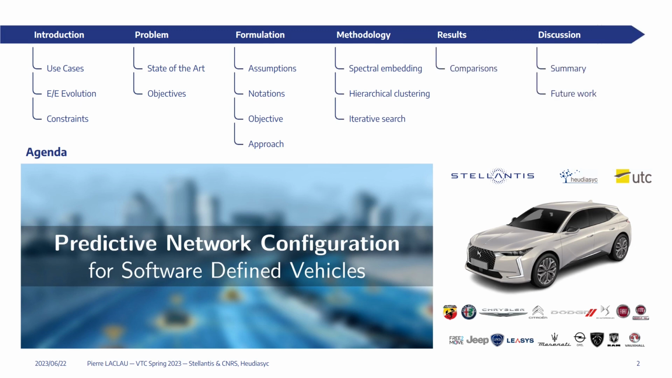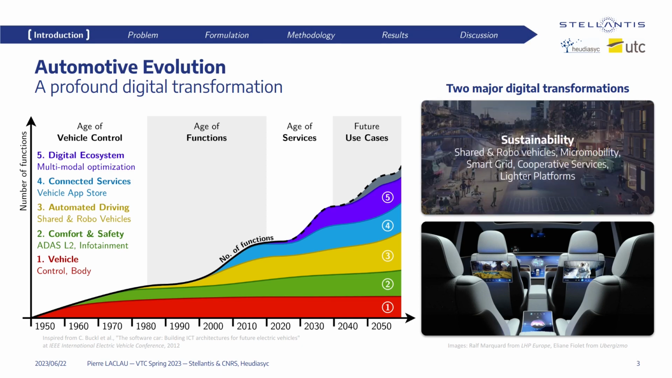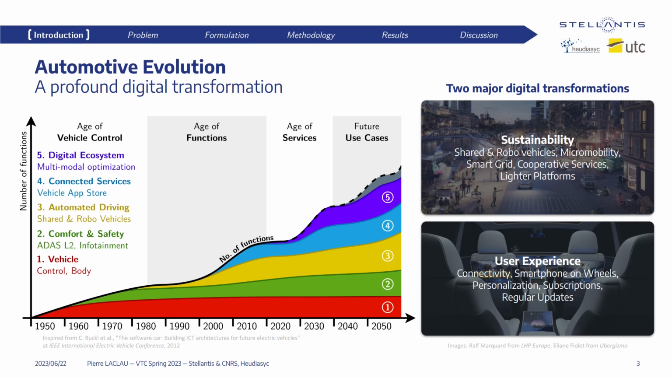Okay, so here is where automotive is today. We're seeing a lot of new features coming, such as connected services, automated driving. And so you can see that the black curve shows that the number of functions on board is constantly increasing. And currently, this is due to main transformations, the first one being sustainability with shared vehicles, robotaxis, lighter platforms, and so on, as well as user experience with connectivity, subscriptions, and updates.